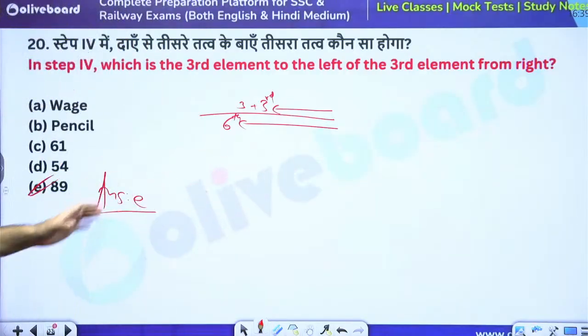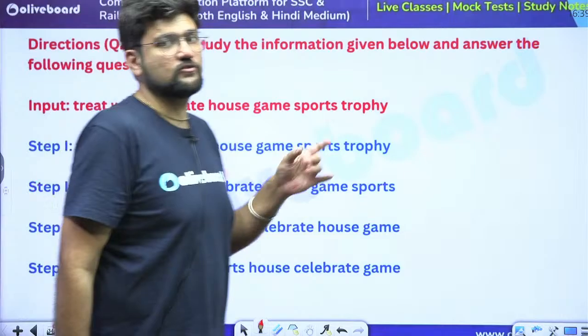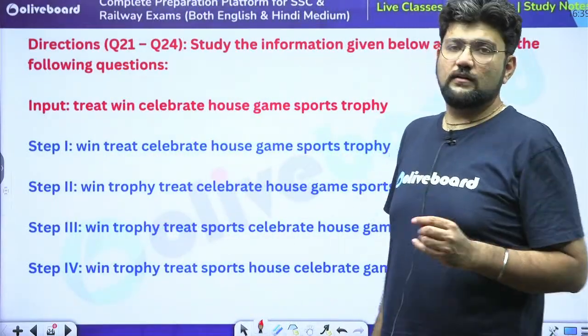Exam will be conducted by the same bodies only. Whoever conducts the examination, the question making authority is not going to change, and those are the people who are making these questions. Okay, so focus on that.